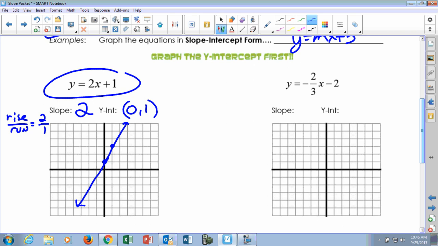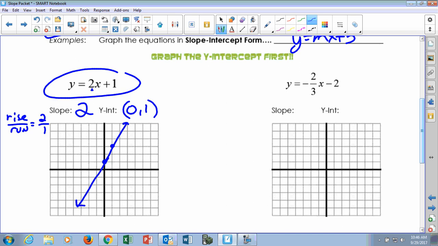There's my graph. So that is the graph for this equation. Okay? So you got to have those 2 pieces. Once you have those 2 pieces, again, it's just plotting those 2 points. All right? So let's try the next one. What is my slope in the next one? And y equals -2/3 x minus 2.